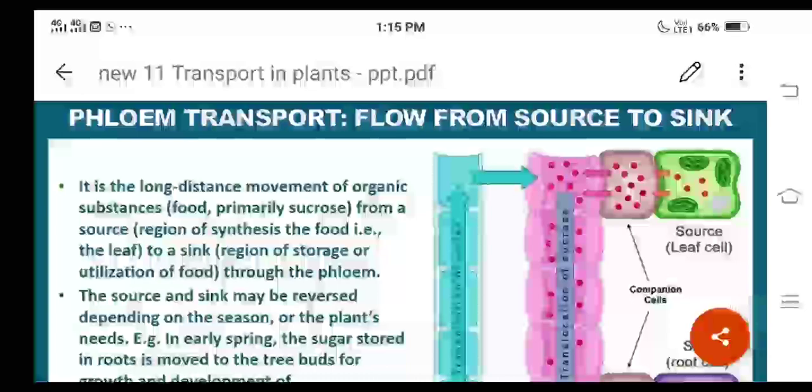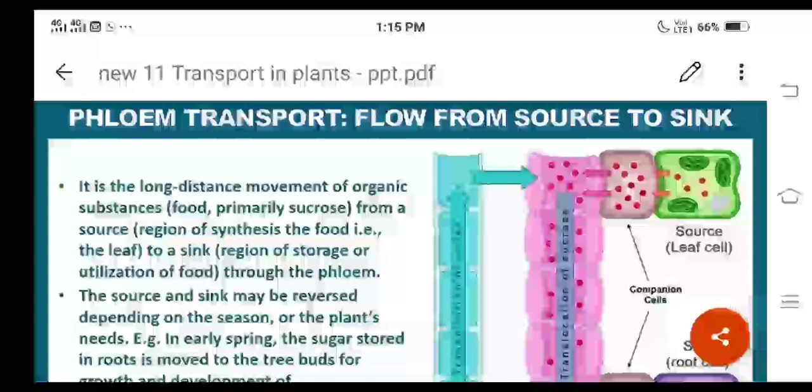Source means what here? Region of synthesis of food. Remember, in plants the food is synthesized in the leaf part. That is the leaf, to a sink. Sink means what here? Sink is considered as a region of storage or utilization of food. A sink is the term used to tell that it is the region of storage or the utilization of food. For this region we call it the sink.